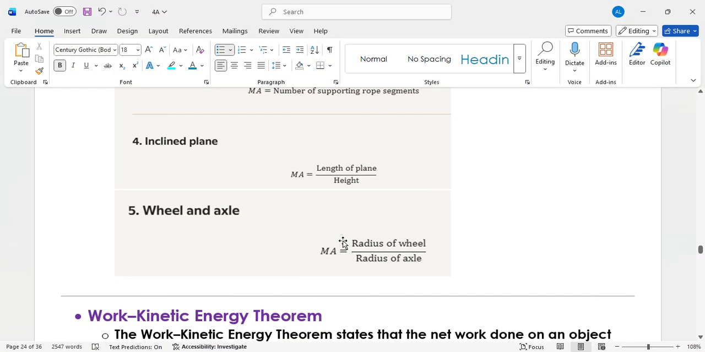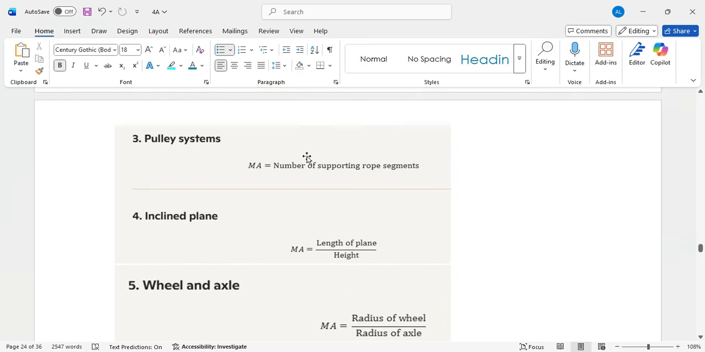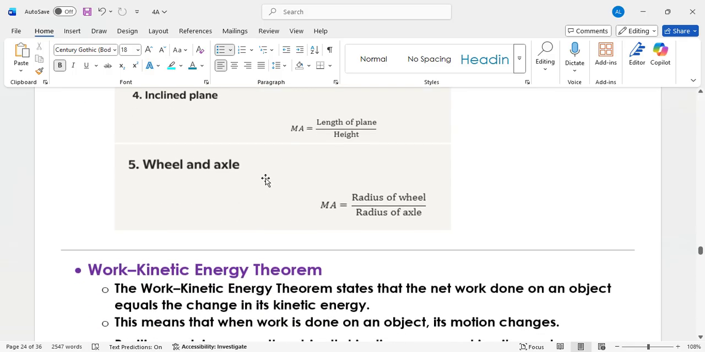Why? Because this is the output, this is the input. For the inclined plane, the length of the plane would be output, and height would be the input. For a pulley system, it's very simple: mechanical advantage equals the number of supporting rope segments.